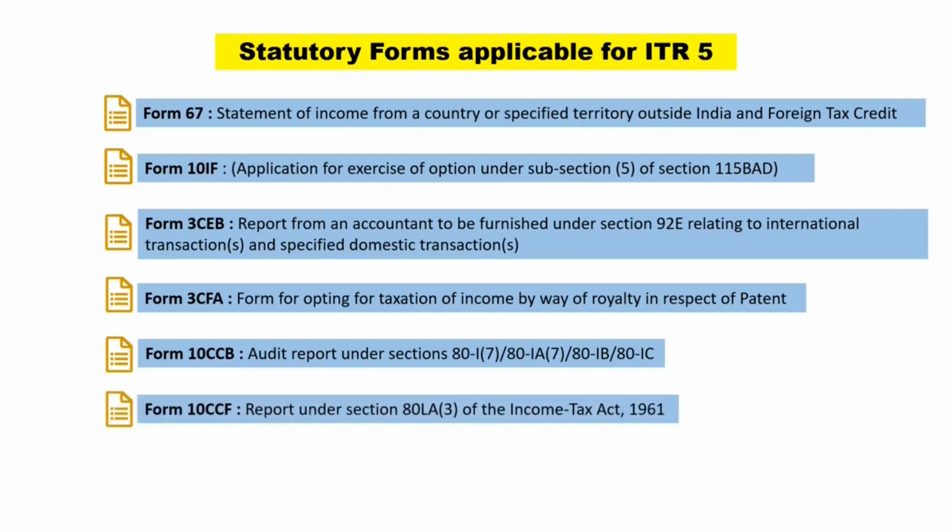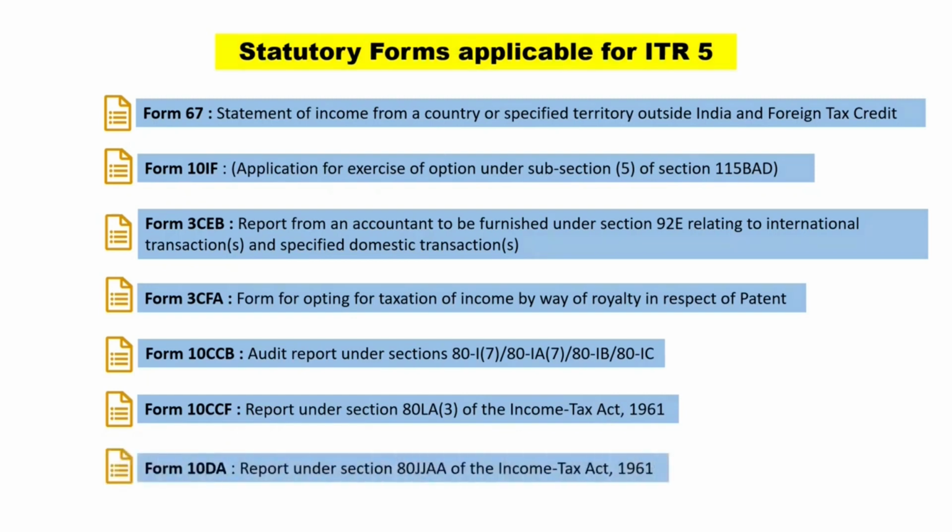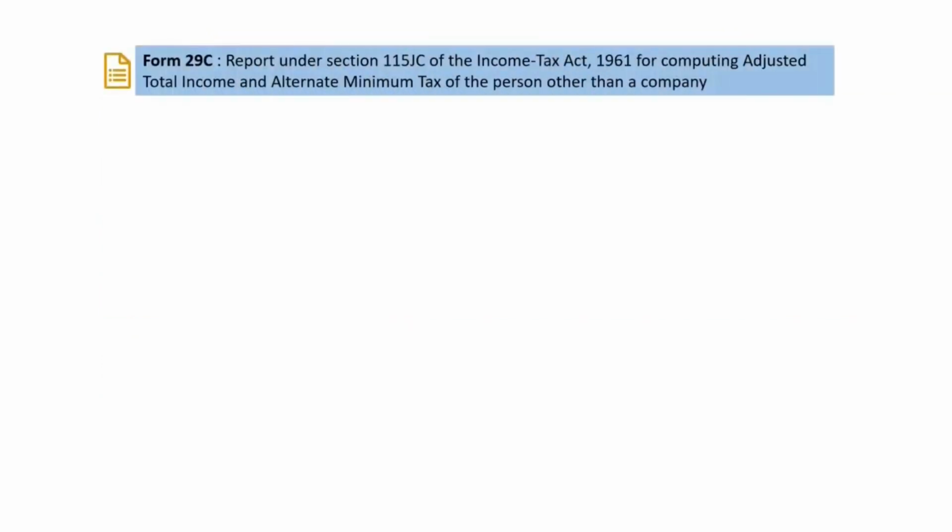Form 10CCF, which is report under Section 80LA subsection 3 of the Income Tax Act. Form 10DA, which is a report under Section 80JJAA of the Income Tax Act. Form 29C, which is report under Section 115JC of the Income Tax Act for computing adjusted total income and alternate minimum tax of the person other than a company.